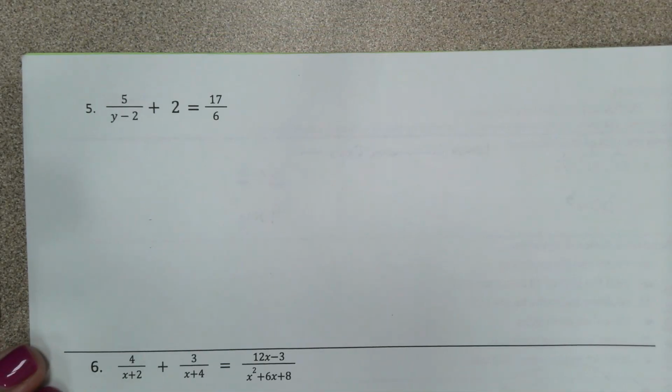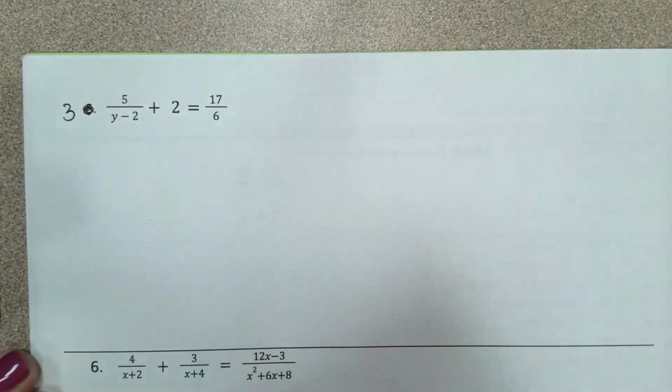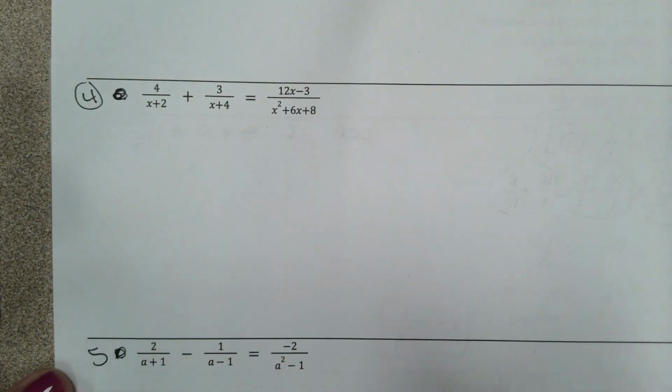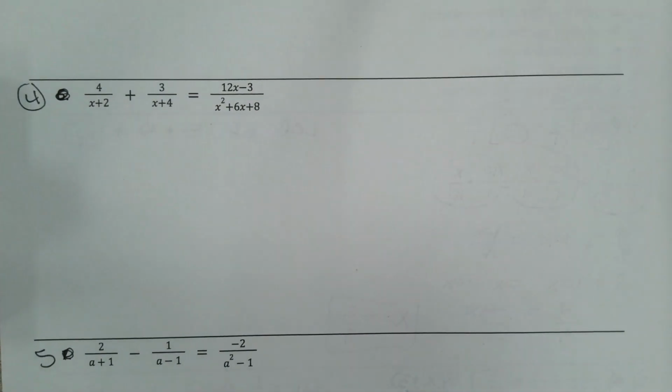The one that should be labeled 3 is the exact same as the one we did before, so I'm not doing that one. 4 and 5. Okay, let's do number 4.